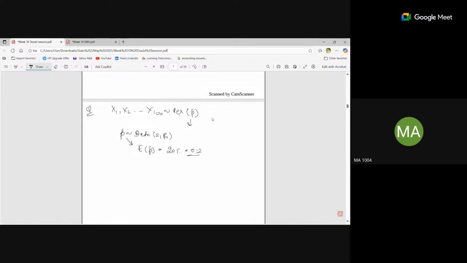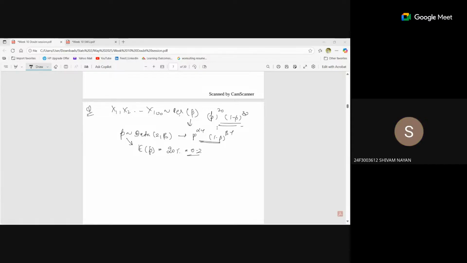After calculating the beta, what will be my likelihood? It will be p raised to the power 20 and 1 minus p raised to the power 80. This is my likelihood. And p to the power alpha minus 1, 1 minus p to the power beta minus 1, this is my prior. Now you got the point? Yes, ma'am. And from this we get the distribution of the posterior density. Understood?